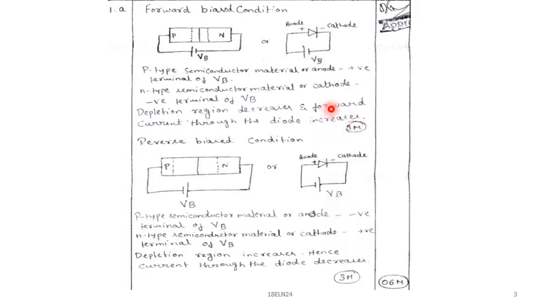The characteristics are not required. If you draw the characteristics, no problem. But if it is asked for 8 marks, they will mention to draw the forward characteristics and reverse characteristics, and then you have to write them. So this is about 1A.